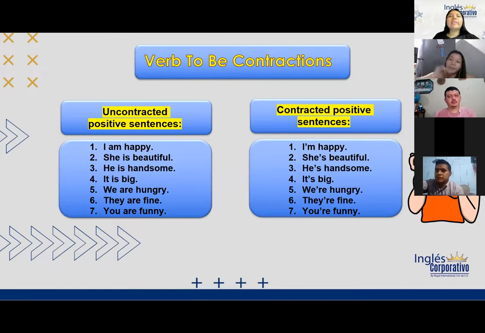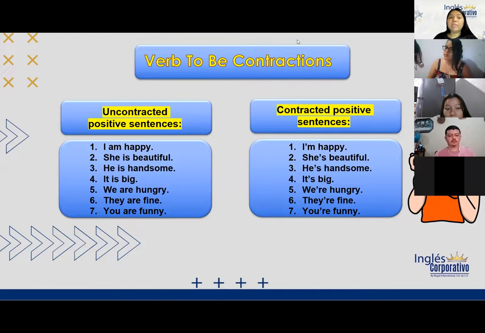Okay, very good. So, look at this. ¿Qué vamos a hacer? Va a elaborar cinco oraciones de la forma larga, así como la estamos viendo aquí, y después las va a contraer, esas mismas cinco oraciones. Oraciones, no preguntas, en este momento estamos viendo oraciones. On your notebook, en su cuadernito. For example, I am happy, I'm happy. Obviamente que no estén aquí, sino que sean nuevas. Miren, I am happy, I'm happy. She is beautiful, she's beautiful. Very good. Tienen 5 minutos.